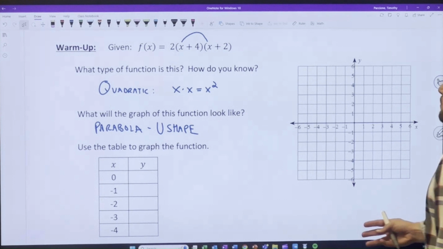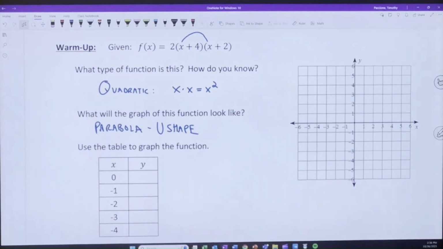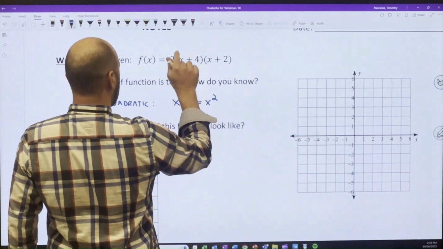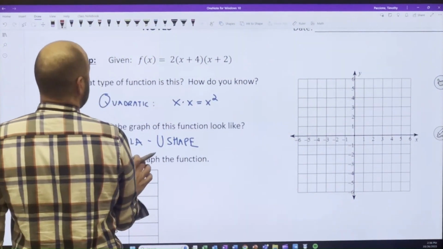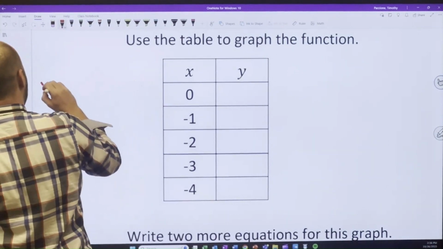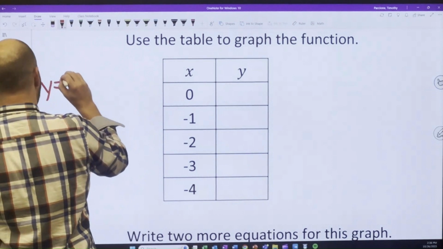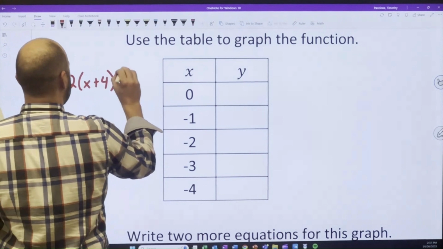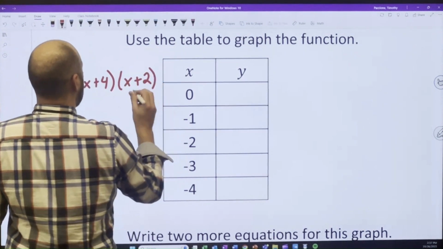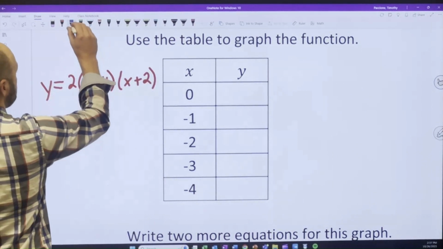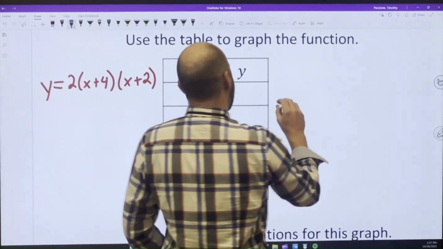So, okay, with a table, all we do is plug in. You plug in your x to find your y. Remember, anytime you have a function, you could rewrite it as y equals. So I'm going to do that over here on the side. This function is actually y equals 2 times x plus 4 times x plus 2. We use our x to find our y. We just plug in our x to find our y. So we'll just have to do that for each of these. I'll do it for a couple, and then I'll fill in the table.